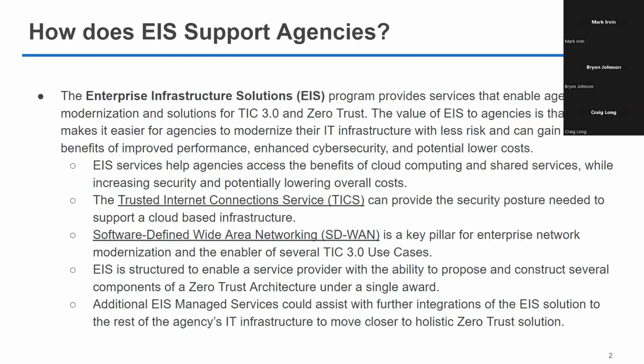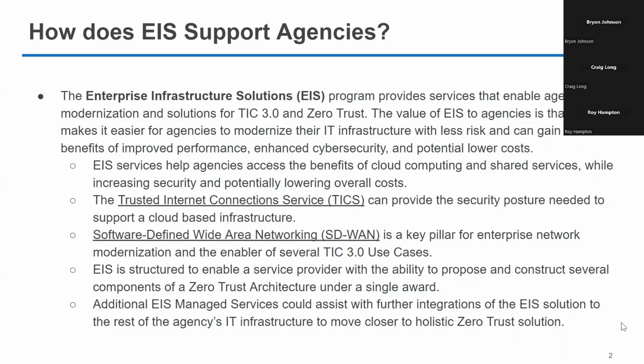So how does EIS support agencies? EIS supports agencies by providing services that enable agency IT modernization and solutions for TIC 3.0 and Zero Trust. The value EIS can provide to your agency is to make it easier for agencies to modernize their IT infrastructure with less risk while gaining the benefits of improved performance, enhanced cybersecurity, and potentially lower costs.